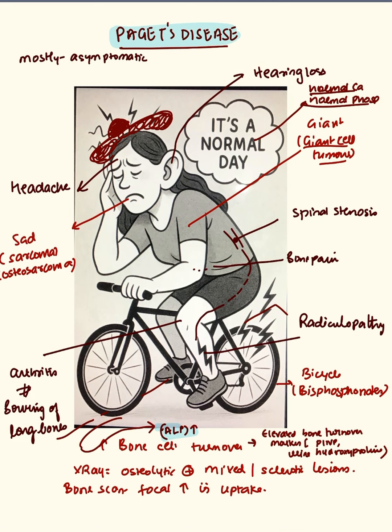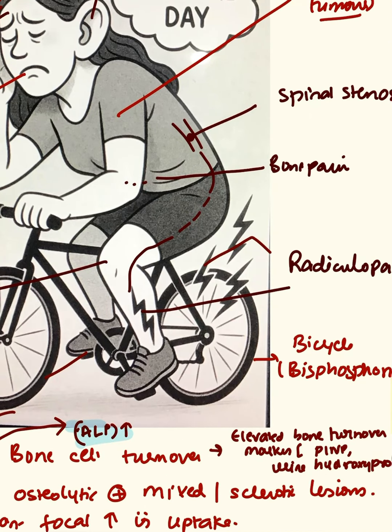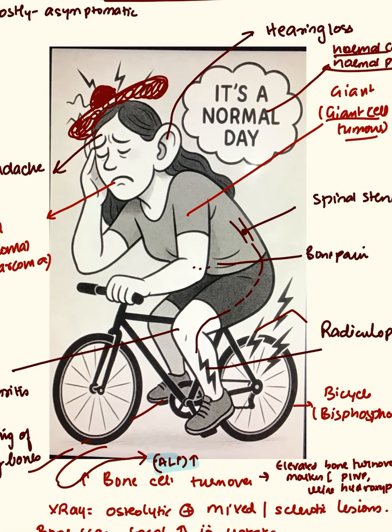And also remember, because there's increased bone cell turnover, they can tell you that you can see increased PINP. PINP is procollagen type 1 N-terminal propeptide, which I don't think you need to remember, but remember that it can be elevated. And they can randomly throw a fact that urine hydroxyproline is also elevated. They're just trying to tell you that there is increased bone cell turnover.